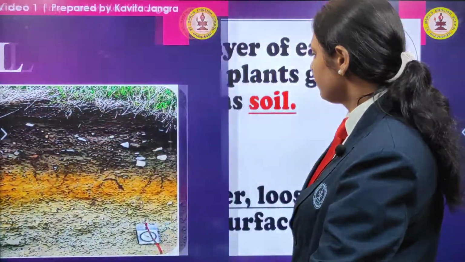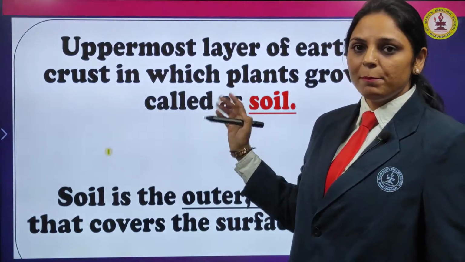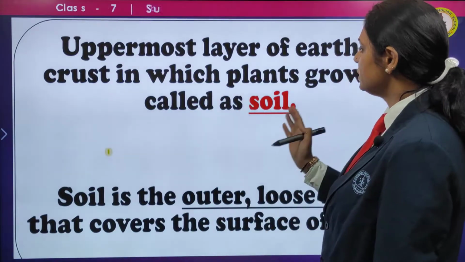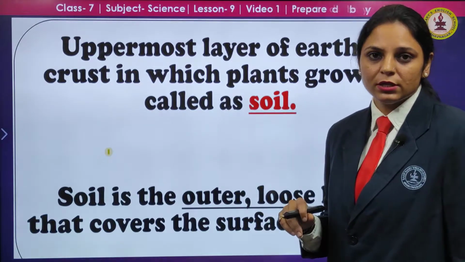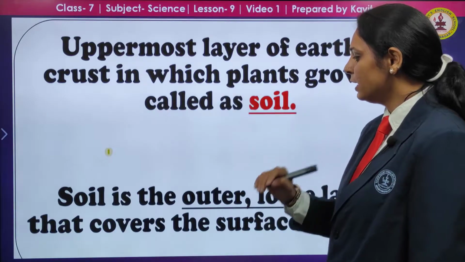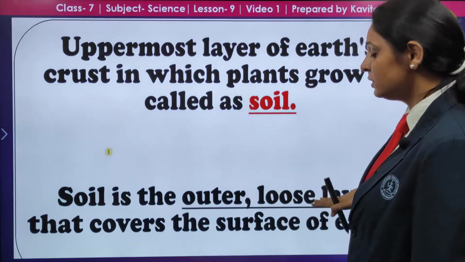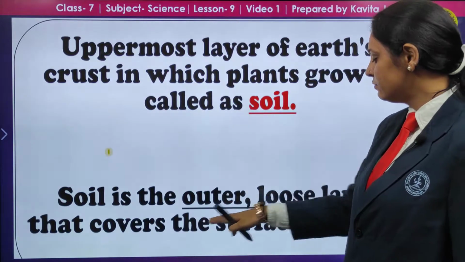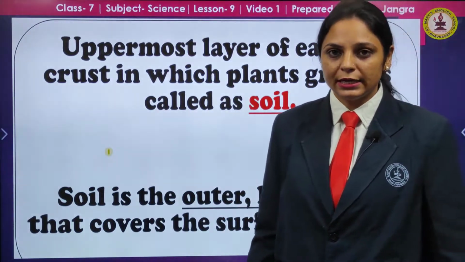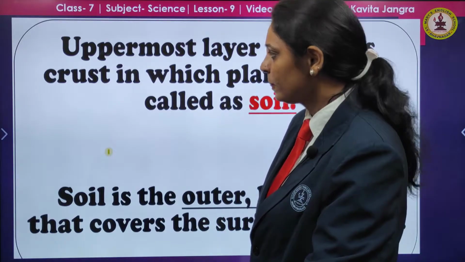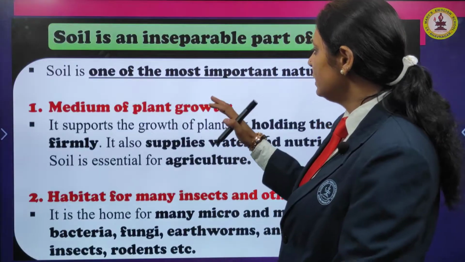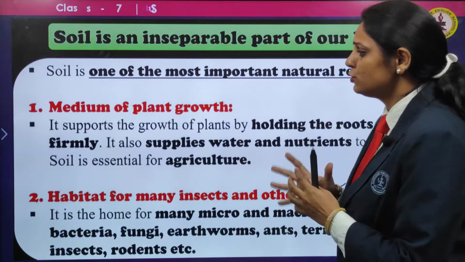What is soil? Soil is the uppermost layer of the earth's crust where plants grow. It is the outer loose layer that covers the surface of the earth, and that is known as soil. Now soil is the most important natural resource.